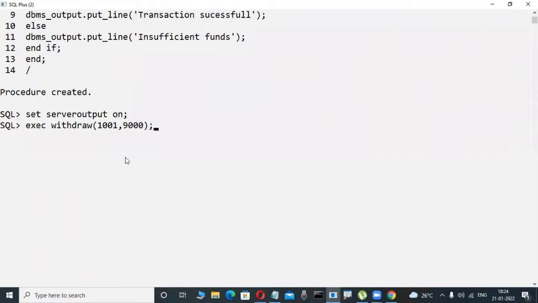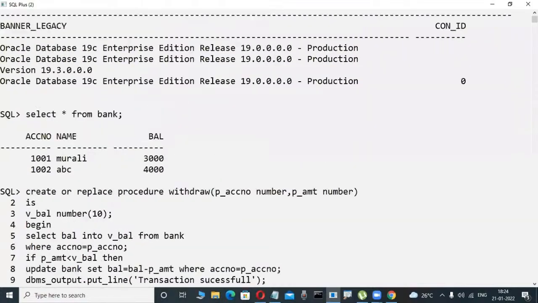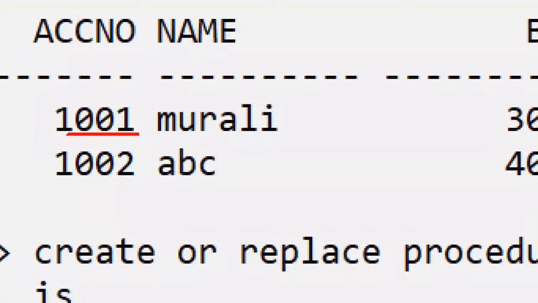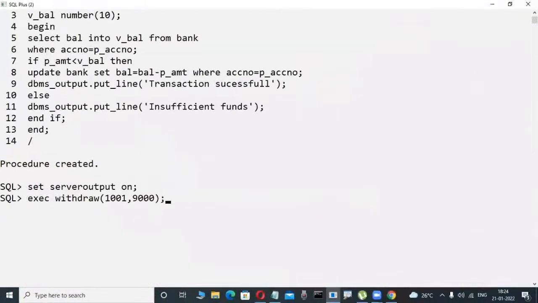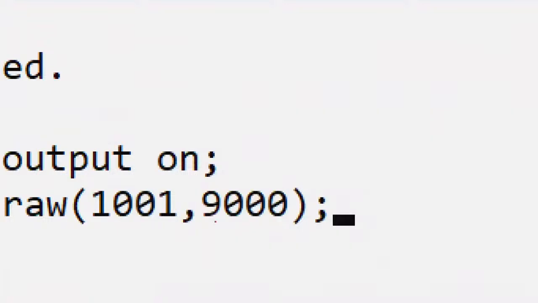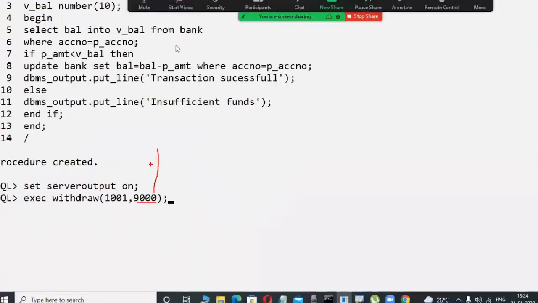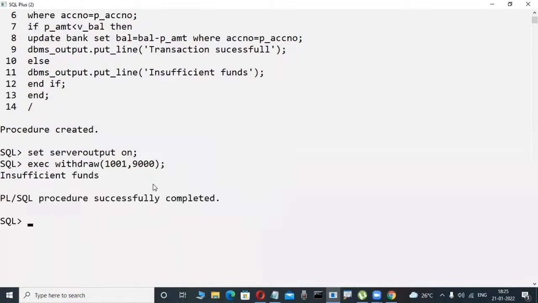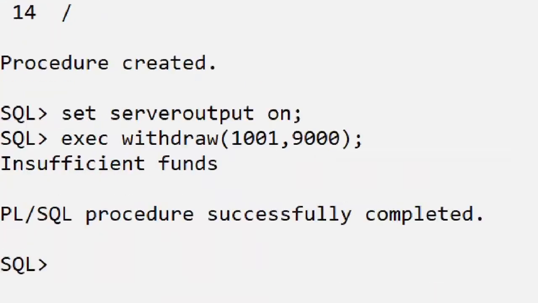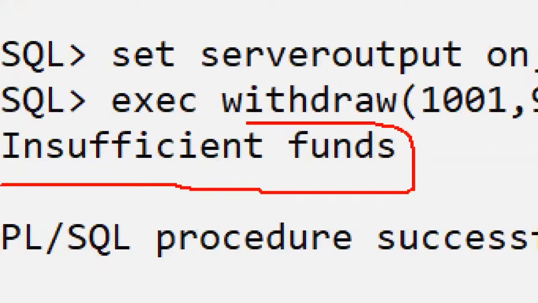Observe here, slowly, the scenario in this table. 1001 is my account number, Murali is my name only. My balance is how much? 3,000. In my table, 3,000 is the current balance. My account number is 1001, but I try to withdraw how much? 9,000. Is that possible? No. So here it will give the message insufficient funds.